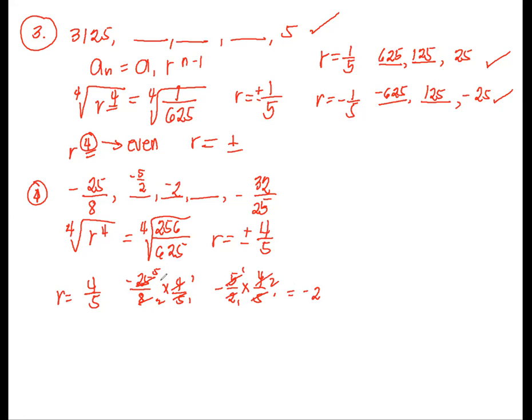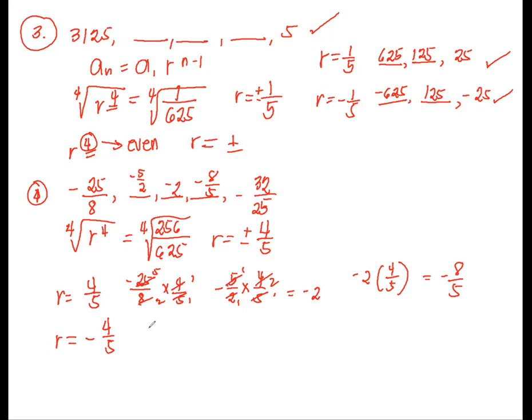Okay, next we will have negative 2 times 4 over 5. So we have negative 8 over 5. That's negative 8 over 5. And it can also be positive or negative 4 over 5.